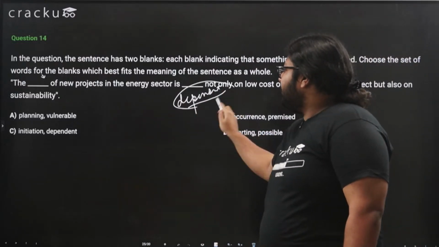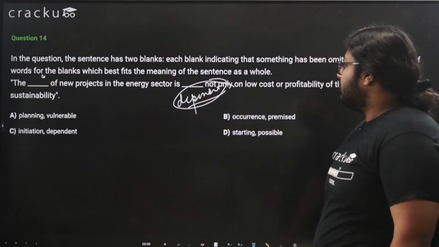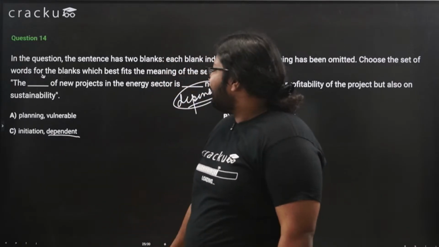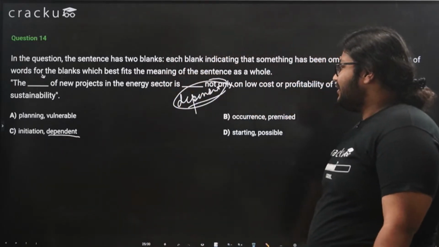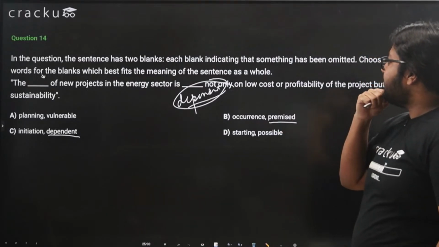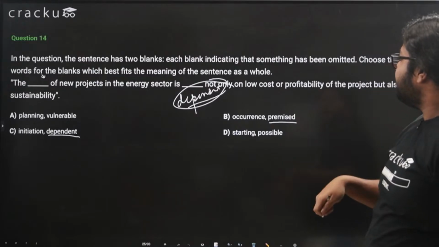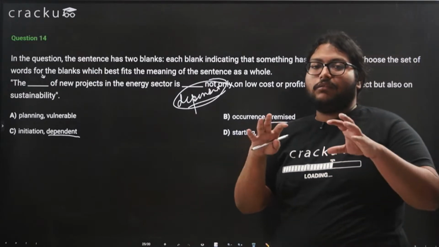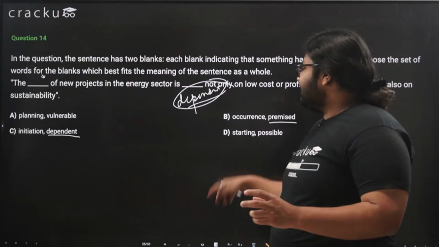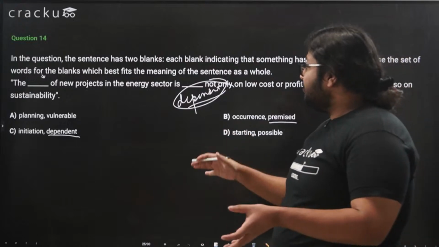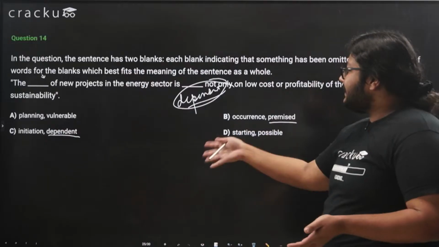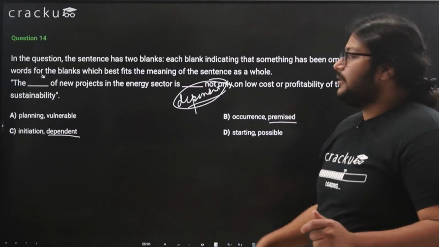We want something like dependent for the second blank. So we have dependent directly here. So let's look at the other choices also once. The occurrence or the premised is premised not only on the low cost or profitability. Premised means to set around it, something like that. But this is not used in context of physical projects as such. So of premised and dependent, dependent is a better choice.